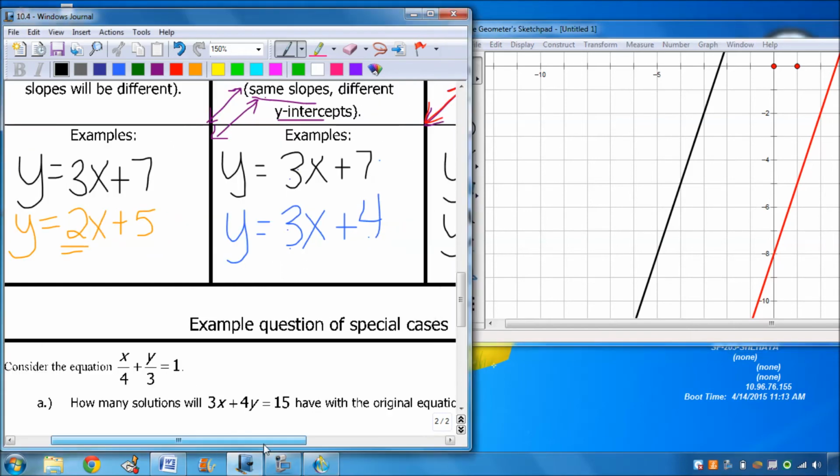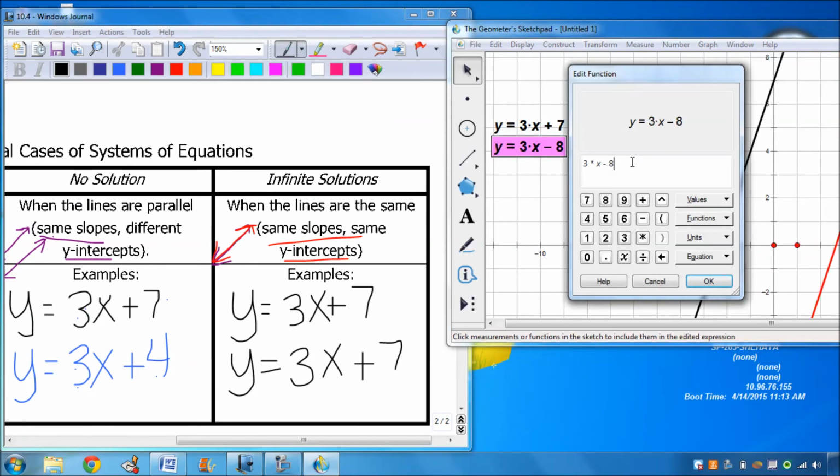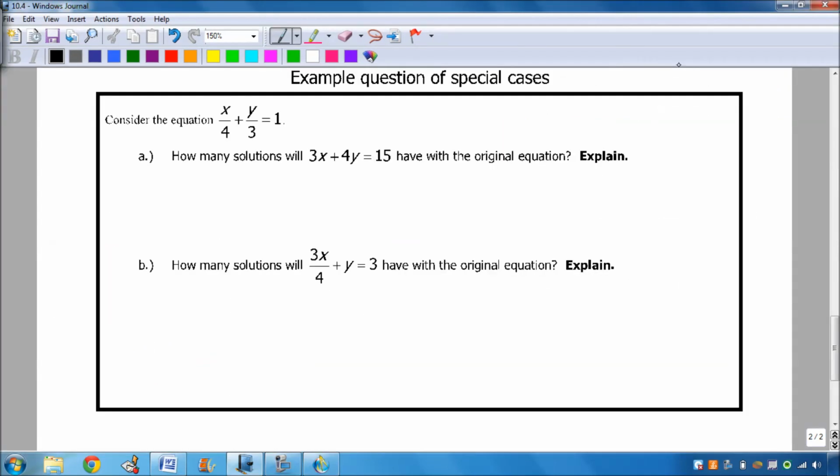And then if they're the same line, so if I change this to y equals 3x plus 7, they're going to intersect right on top of each other. They're literally the same line, so they'll intersect everywhere, so there's infinite solutions, okay? So here's an example of a question about special cases.